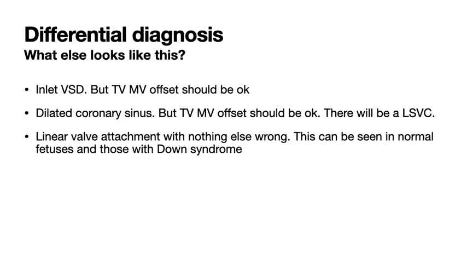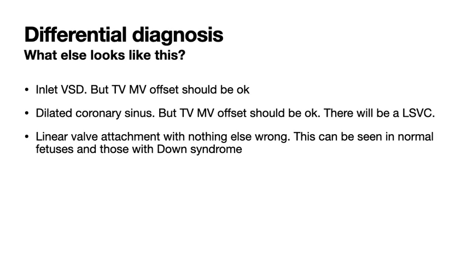All right. What else looks like an atrioventricular septal defect? Well, sometimes just a plain old inlet VSD can make you think of an atrioventricular septal defect. The difference is with an inlet VSD, the tricuspid valve and mitral valve offsets, where the tricuspid valve is further to the apex, that actually should be okay.